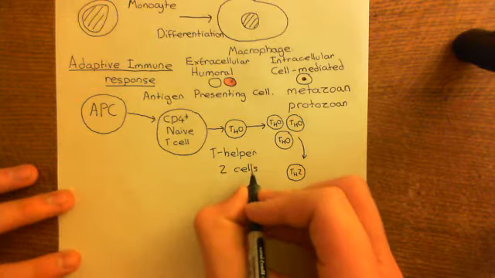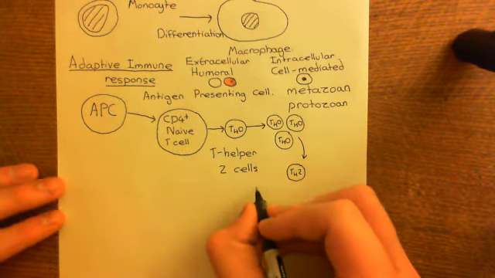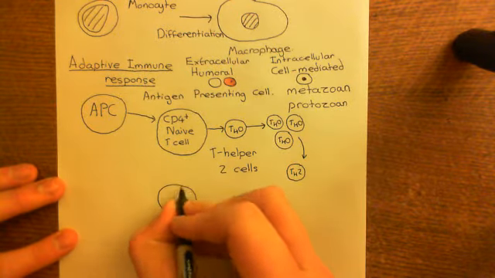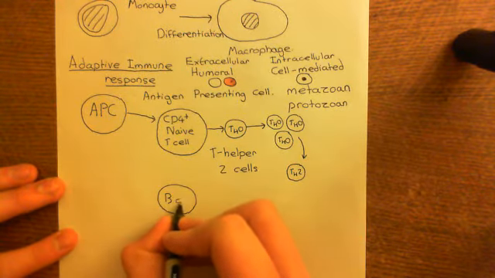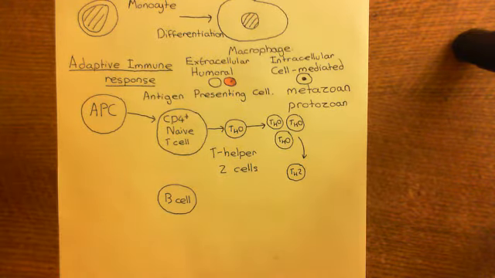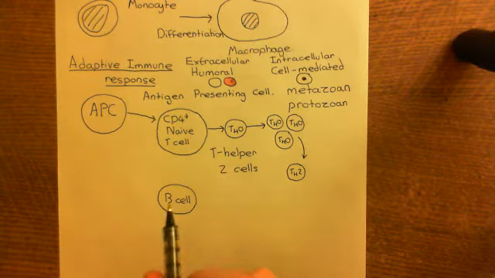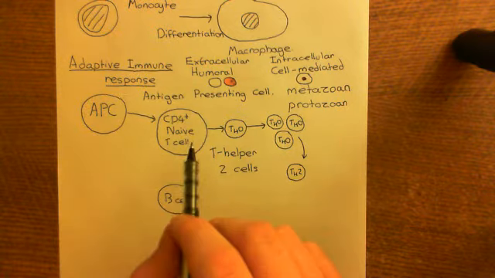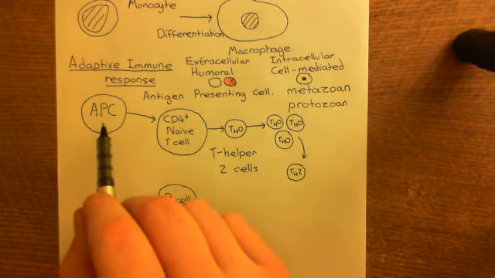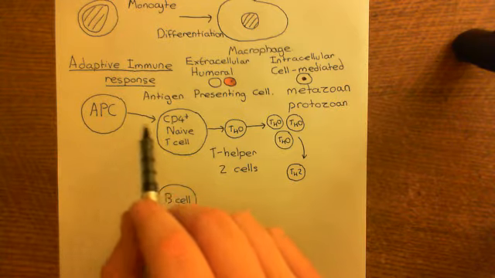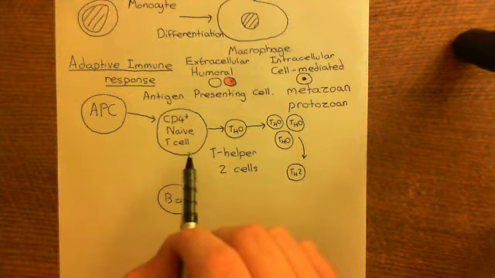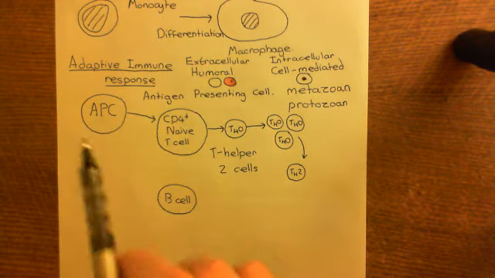Now, these T helper 2 cells are going to help activate B cells. Again, in the lymph node, you will have B cells here. Let's say this is a B cell, or a B lymphocyte. You also often hear them referred to as lymphocytes. Basically, this B cell will be specific for a certain antigen, the same antigen that the antigen-presenting cell has selected this CD4 positive naive T cell for. So we're talking about a single antigen here.